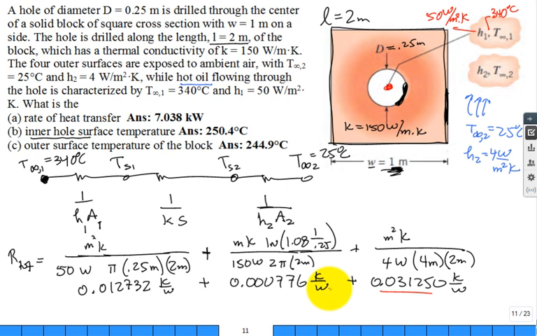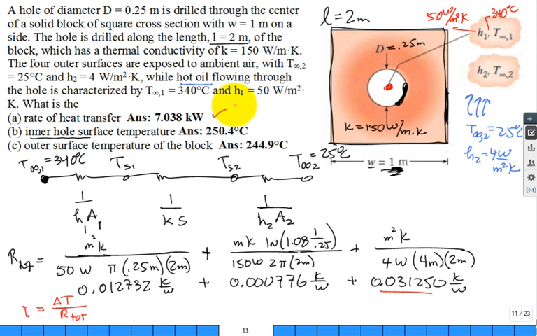All right, so we get R total, and then we get Q is equal to the delta T divided by R total. And you'll calculate 7,038 watts, or 7.038 kilowatts.